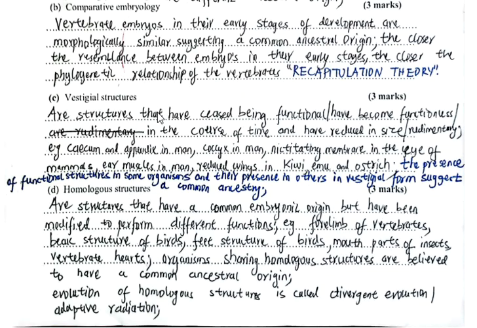Vestigial structures. And vestigial structures are structures that have ceased being functional or have become functionless in the course of time and have reduced in size, or in short we call it rudimentary. For example, we have cecum and appendix in man, coccyx or the vestigial tail in man, nictitating membrane in the eyes of mammals, ear muscles in man, reduced wings in kiwi and ostrich, and the presence of functional structures in some organisms and their presence in others in vestigial form suggest a common ancestry.